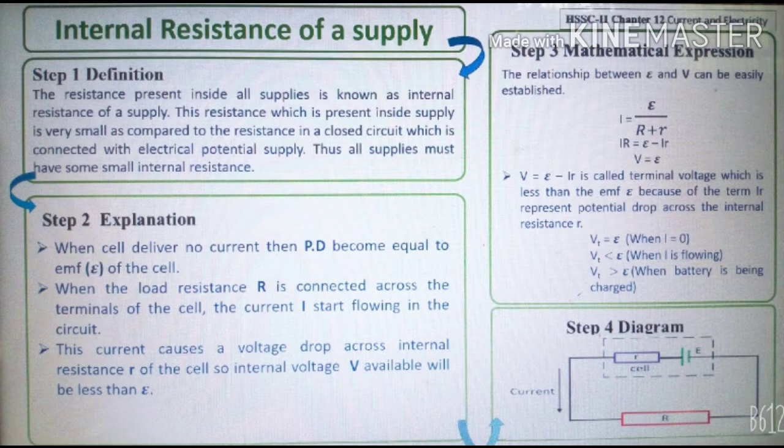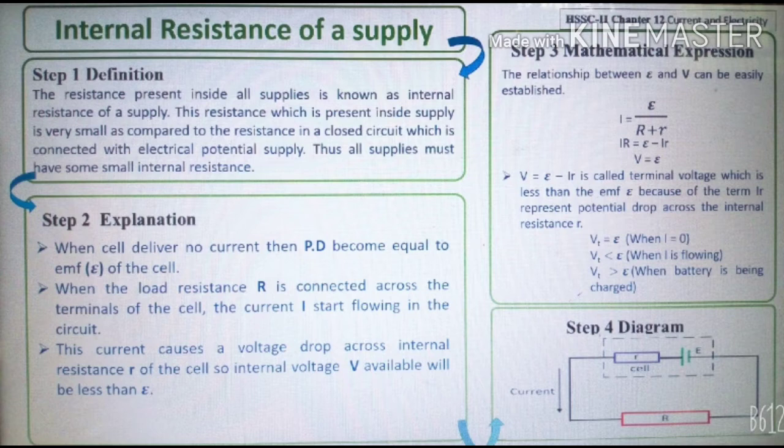resistance of a supply. This resistance which is present inside supplies is very small as compared to the resistance in a closed circuit. Basically there are two types of resistances. One of them is an internal resistance which is present between electrodes of a supply. This internal resistance is present inside a battery or a voltage source, and there is an external resistance which is connected across this in a series or in a parallel connection in a closed circuit, known as external circuit resistance. So this is the basic difference between internal resistance and external resistance.